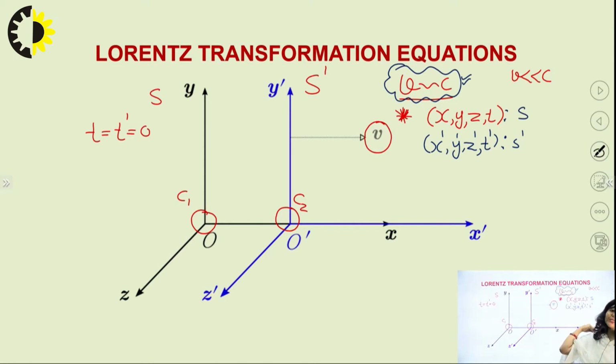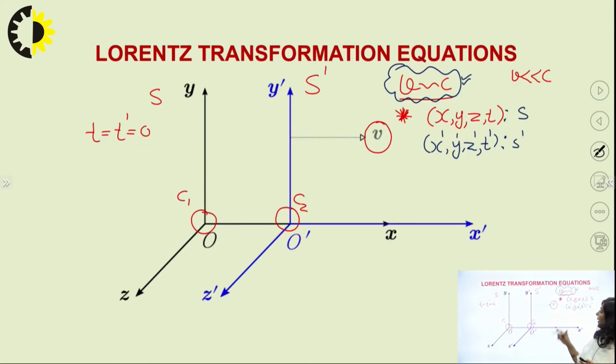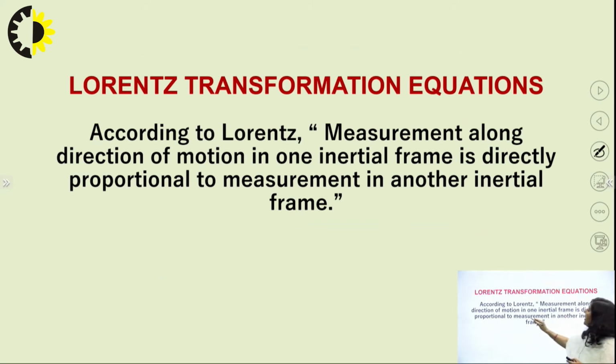So now we will try to understand how this factor is changing those transformation equations, and why we are getting that change. In order to understand that, Lorentz proposed a new transformation for this particular condition. So what was proposed by Lorentz? Lorentz proposed that measurement along direction of motion. You can see what the direction of motion is here. Direction of motion is along the x-axis, no change along the y or z-axis.